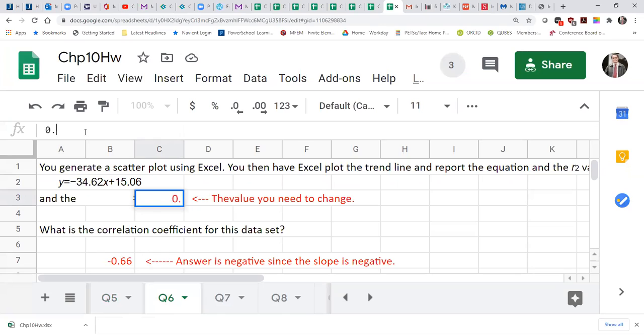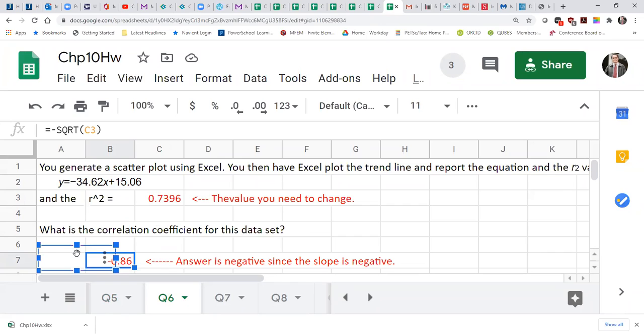Zero 0.7396, right? So this is the R square, okay. In here you should write R square, equal to that one. So the R will be the square root of R square, which is C3. Because the slope is negative, the correlation is also negative, okay.